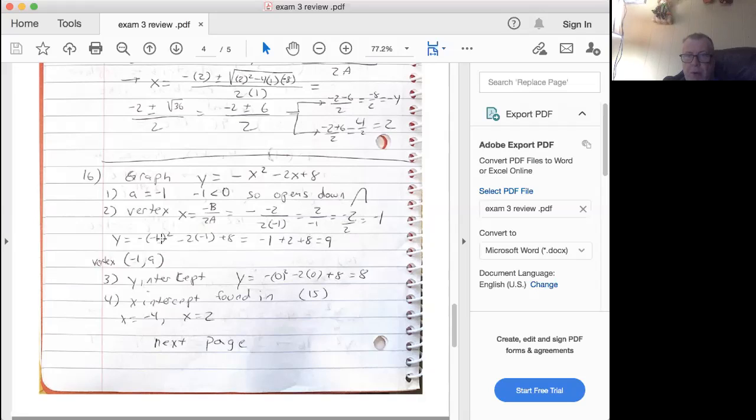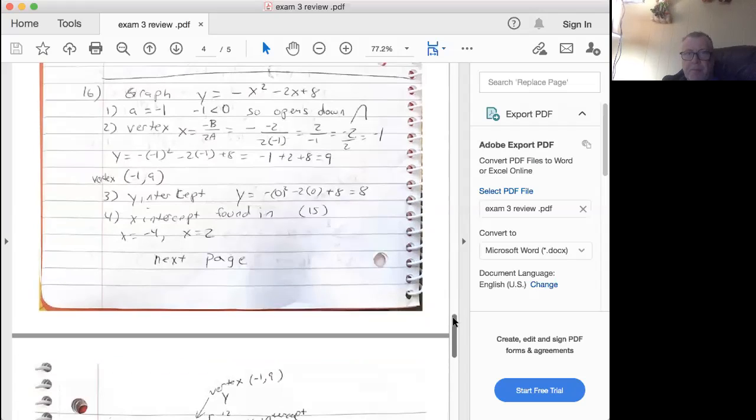-1 quantity squared. Now I'm going to evaluate. -2 times -1 plus 8 gives us 9. So our vertex is at -1, 9. The y-intercept, when I let x equal 0, we get 8. Everything with an x drops out. The x-intercepts were found in problem 15, -4 and 2.